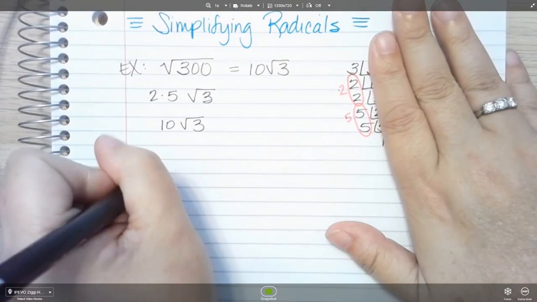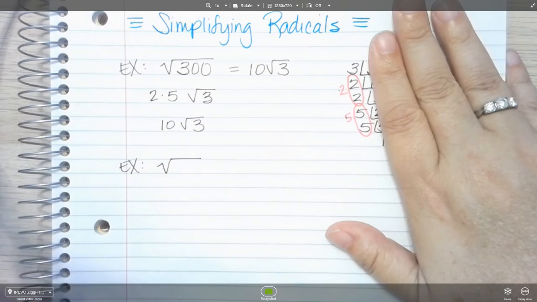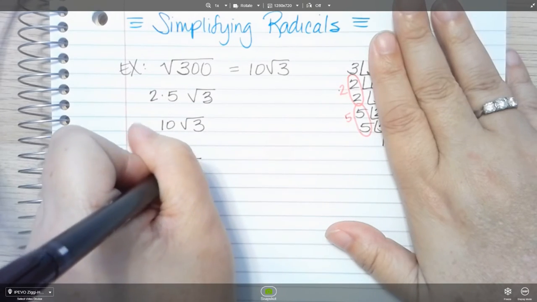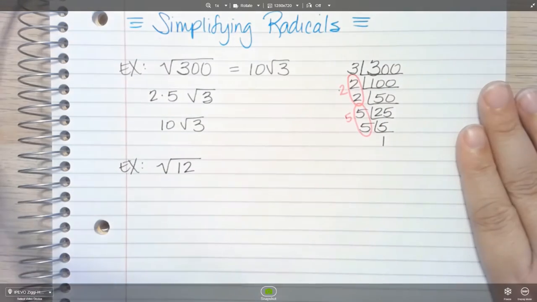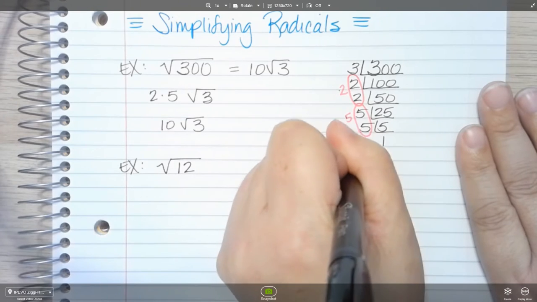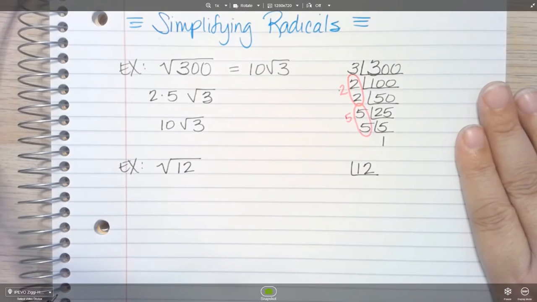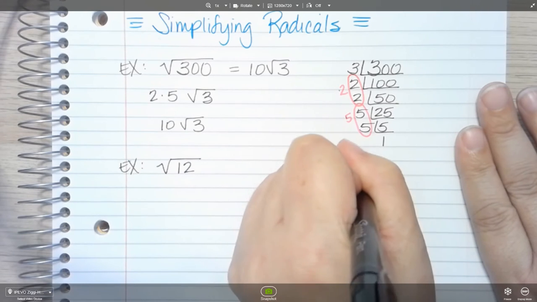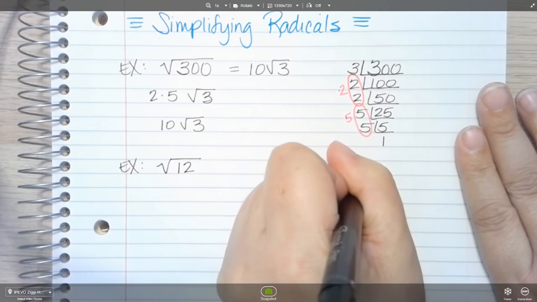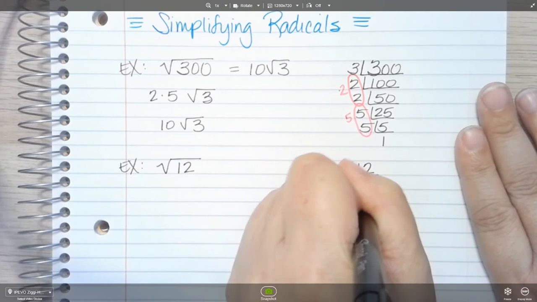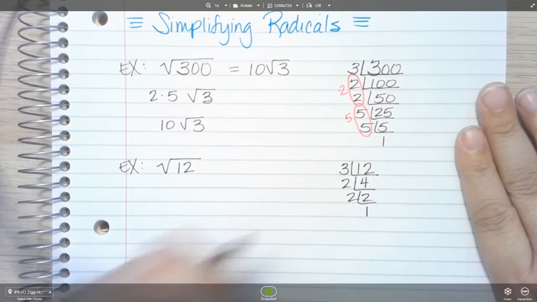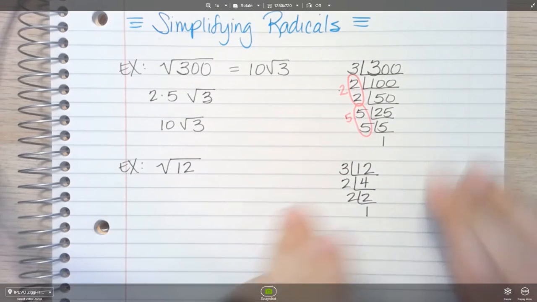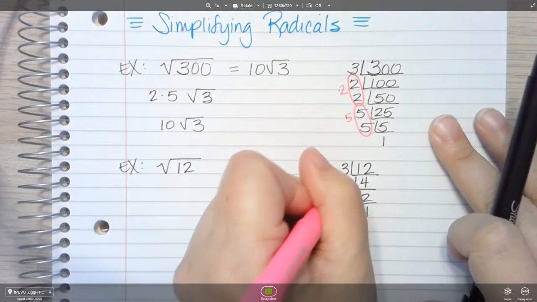Okay, so I wanted to simplify the square root of 12. I'm going to take 12 and divide by a prime number. If that prime number is 3, I get 4. I'm going to divide 4 by a prime number, which is 2. 2, I get 1. Okay, then I'm going to circle.